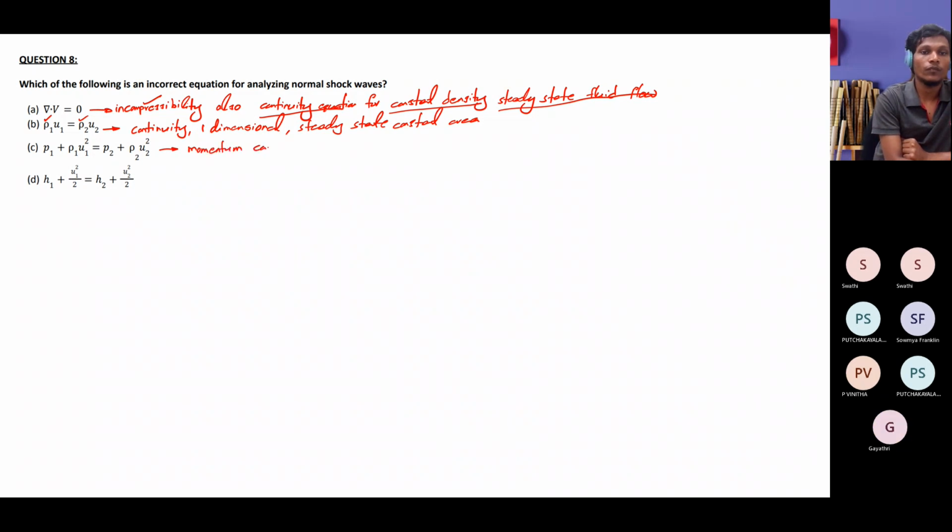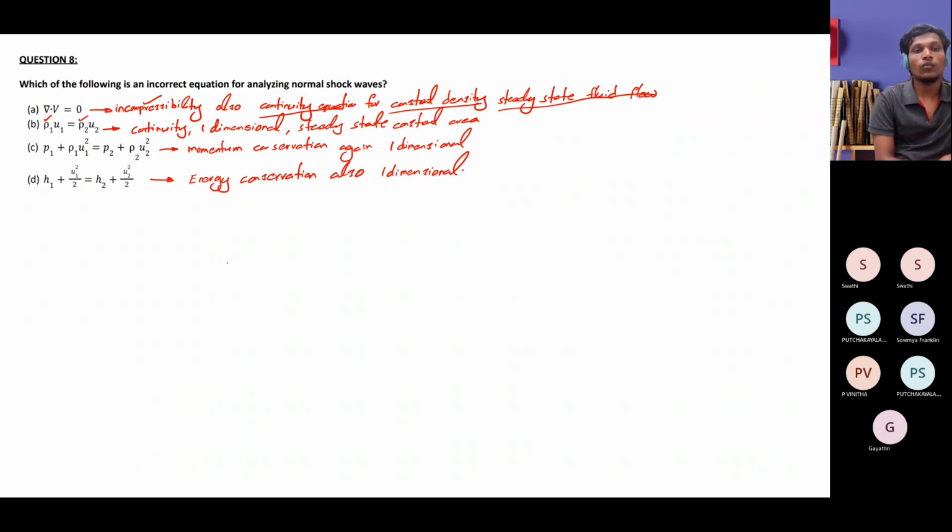So this is one, and this is momentum conservation. Again, one dimensional. And the last one is energy conservation. Also one dimensional. So these are the four different equations given in the options.